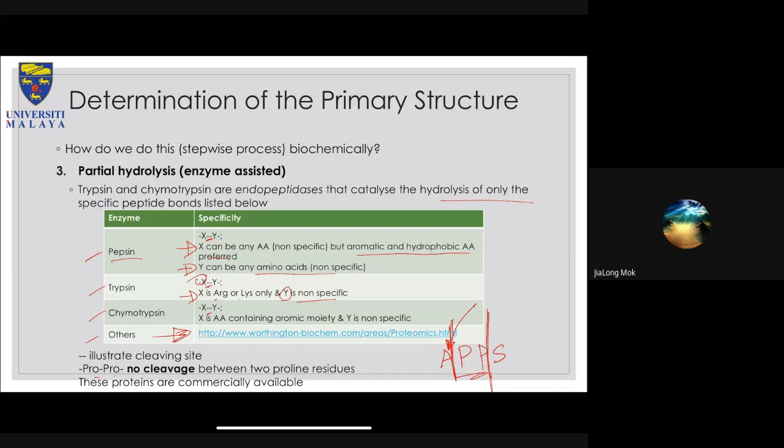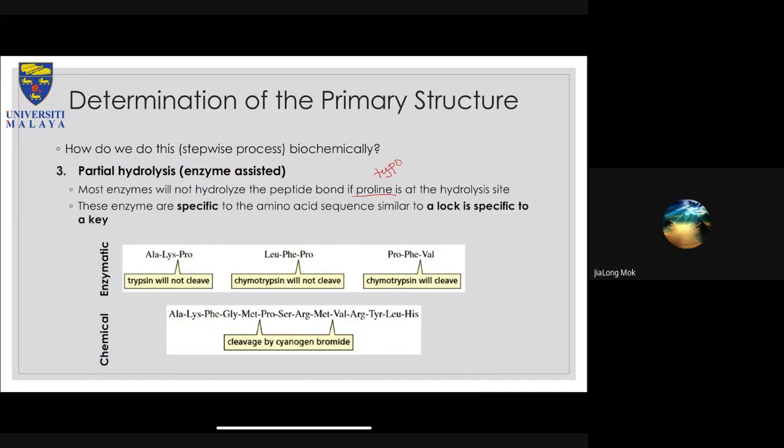Most enzymes will not hydrolyze the peptide bond if, if you look at your lecture notes, it says here protein, right? It's a typo. It should be proline, not protein. So you might want to go and change that. Most enzymes will not hydrolyze if proline is at the hydrolysis site. Some do, some don't. An example over here is that trypsin will not cleave lysine and proline. However, chymotrypsin will also not cleave, but chymotrypsin prefers something like this. Now, did I mention?